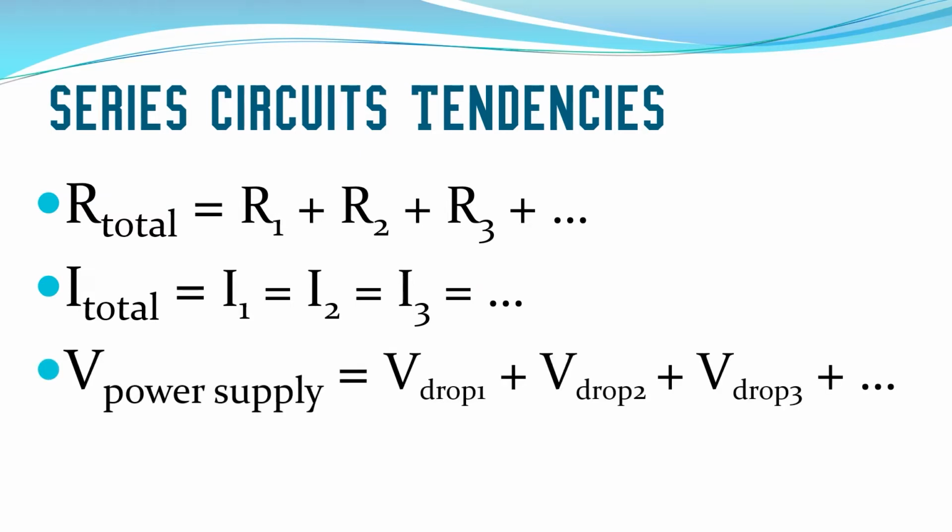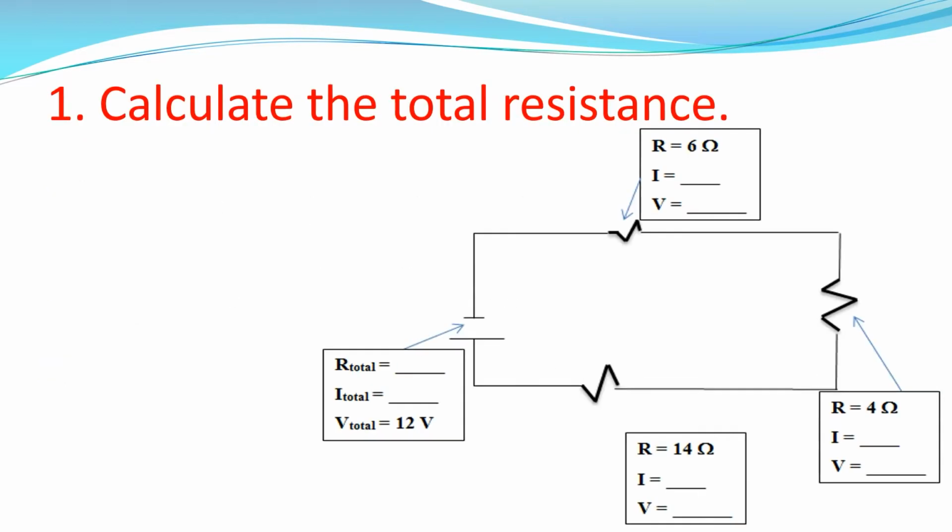And then the voltage of the power supply is the addition or the sum of the voltage drop across every single resistance. Every resistor or every bulb, every motor is going to cause a voltage drop as the electrons pass through. We can apply Ohm's law in our series circuit tendencies with this schematic diagram. Here I have a battery and 3 resistors.